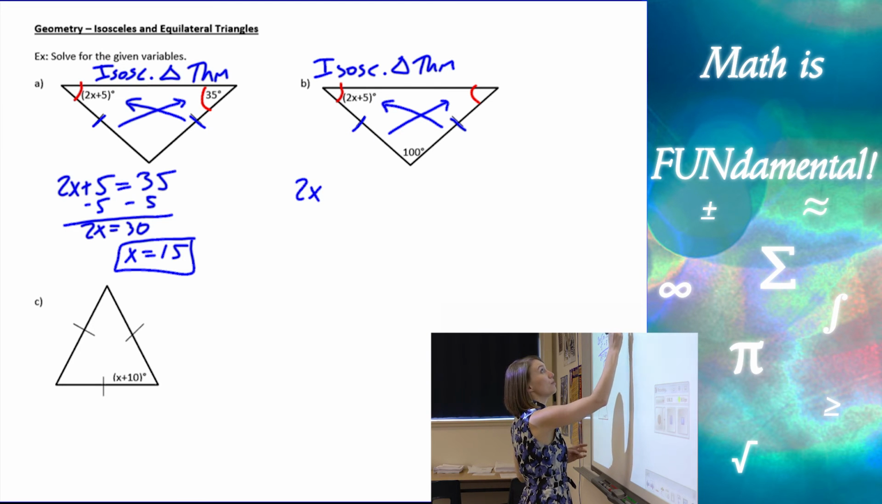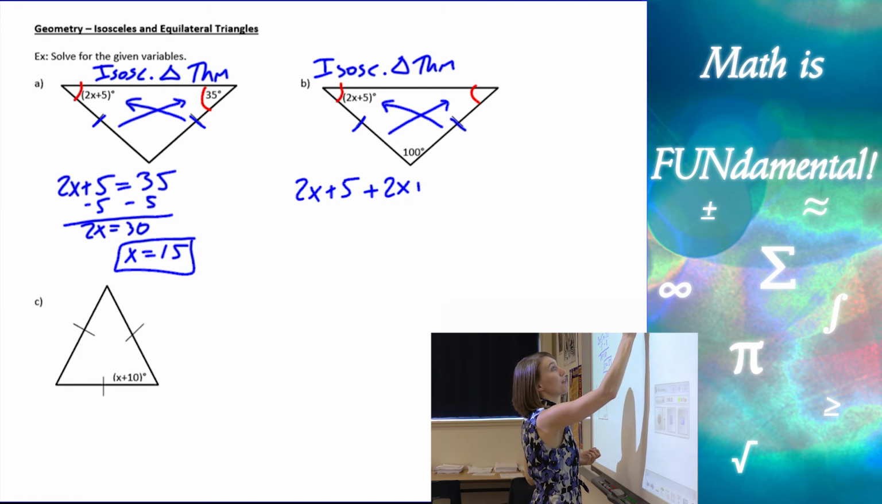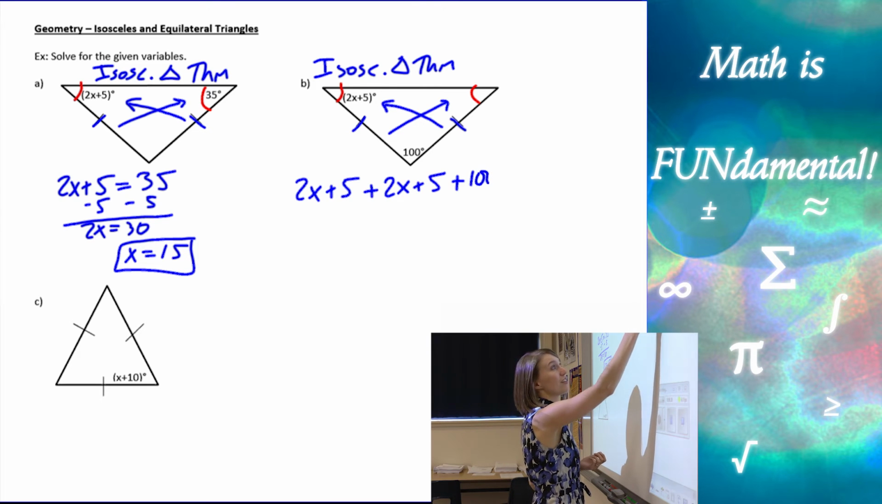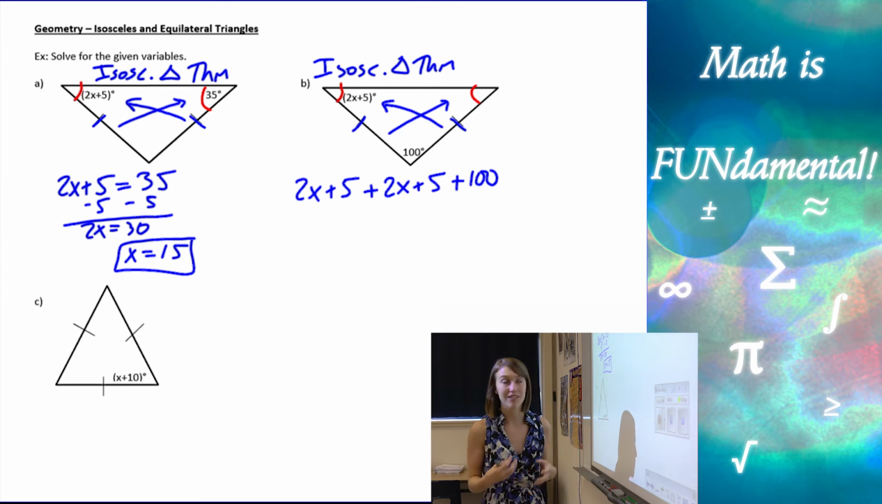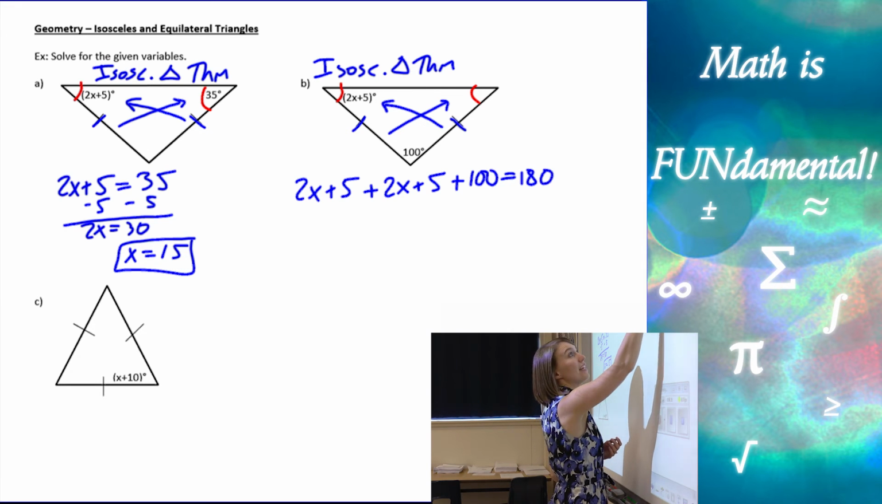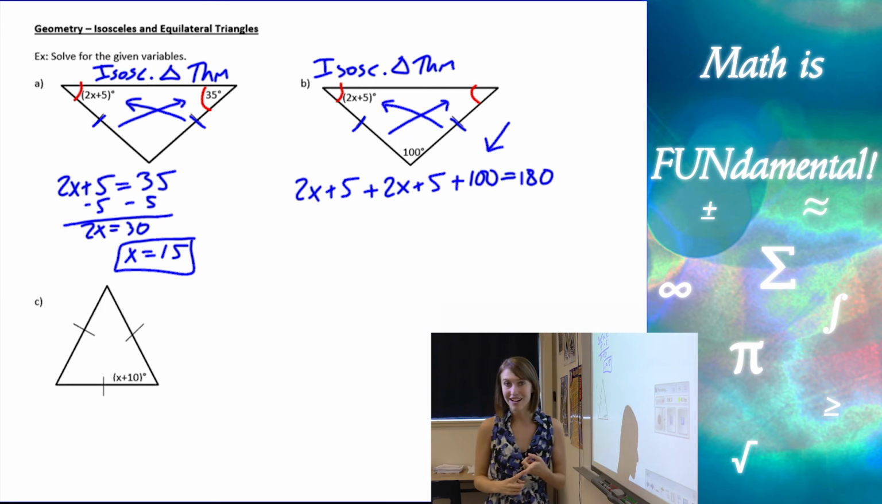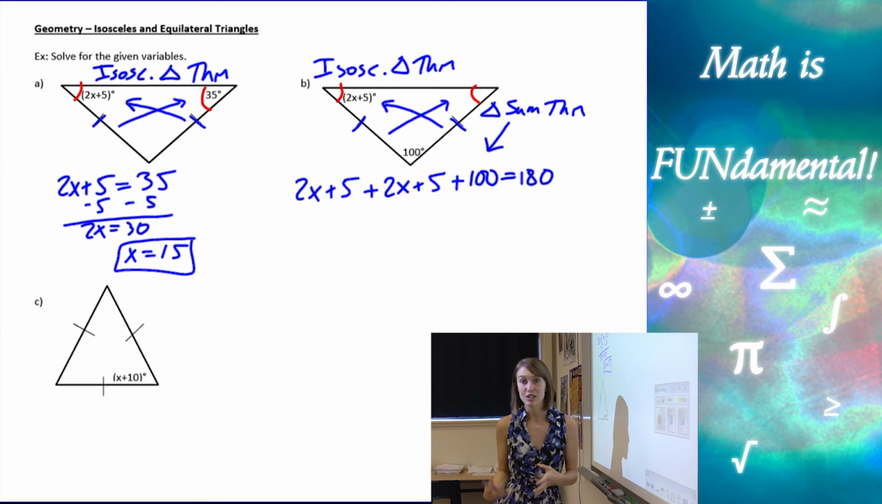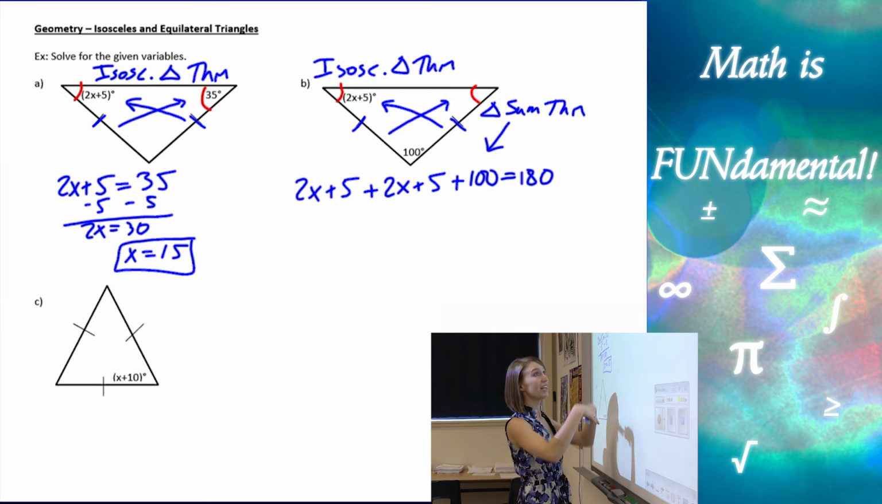So I'm going to have 2x plus 5 plus 2x plus 5 plus 100. If I take all three angles in a triangle and I add them together, I get 180 degrees. So we're using the Isosceles Triangle Theorem, but we're also using the Triangle Sum Theorem as well. So we're using two different theorems here. All right, and then we solve.